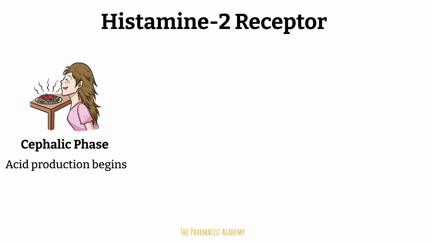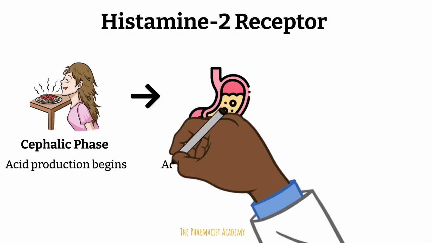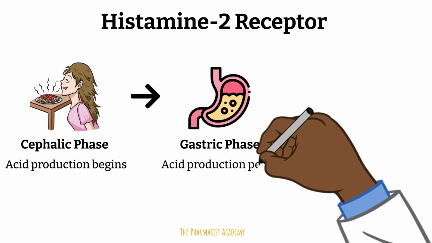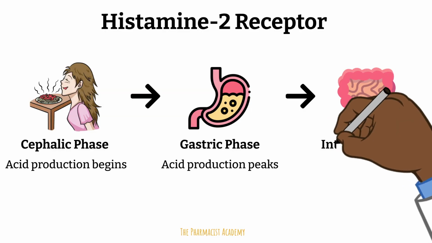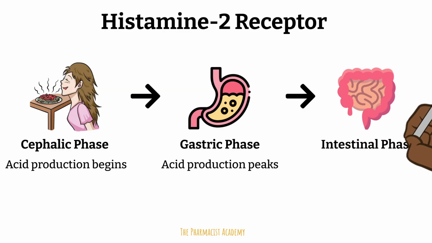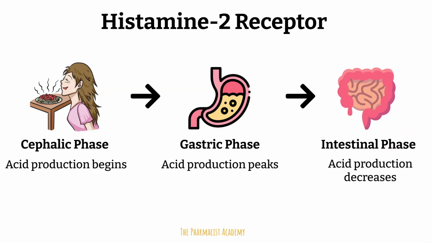The vagus nerve also stimulates parietal cells to release histamine. Parietal cells are specialized cells found in the lining of the stomach, and their primary function is acid secretion. When the food enters the stomach, it is called the gastric phase, and this is when H2 receptors become really important and acid production peaks. Then we have the intestinal phase, and in this phase there is inhibition of gastric acid secretion to prevent excess acidity in the small intestine.